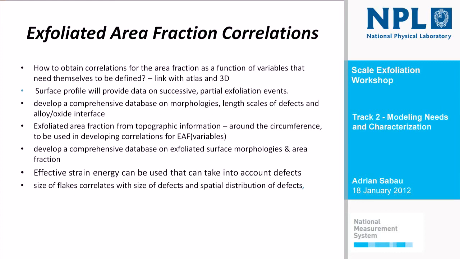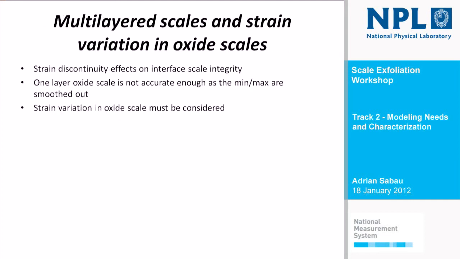Right now, strain energies in the oxides are very well understood for monolithic, defect-free scales. We need to take into account the voids which are present within the scales or at the interfaces between the oxide scales, and that needs to be done. Multiple layer scales, because we showed some data on the effect of different properties on the strain profile through oxide scales, and we saw that they're very different. We have different levels of strains in different oxide scales.